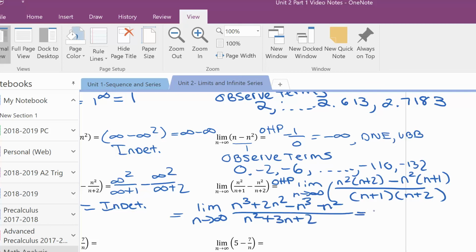So then it becomes, the n to the thirds cancel out. So it becomes 1n squared over n squared plus 3n plus 2. So if we observe highest powers, with the limit as n approaches infinity, that would be 1 over 1, which is 1.